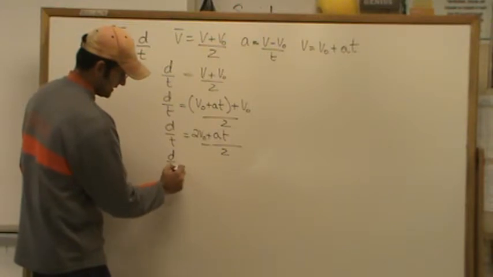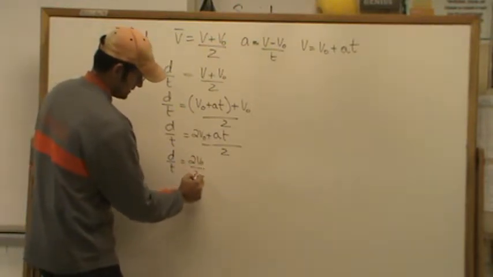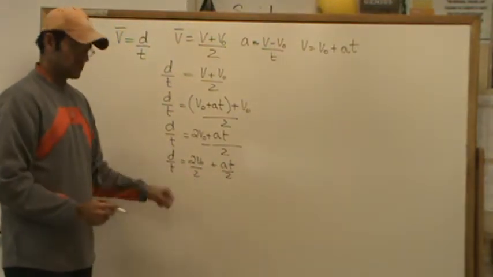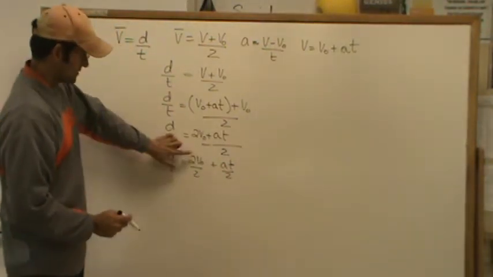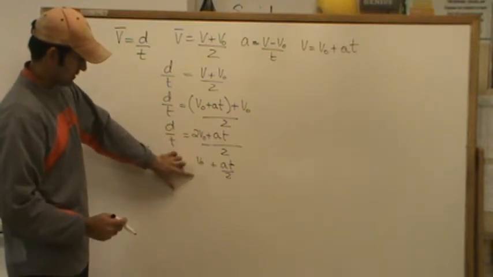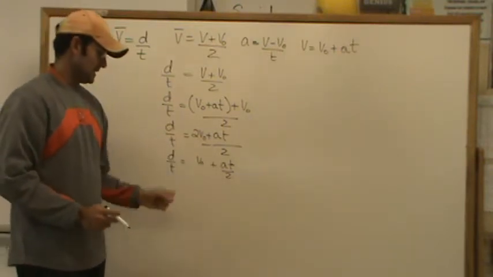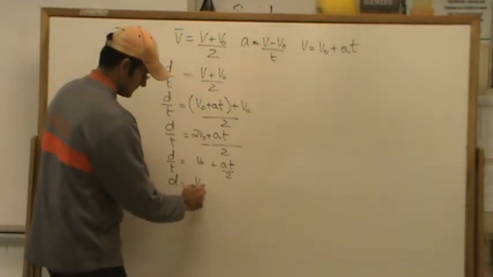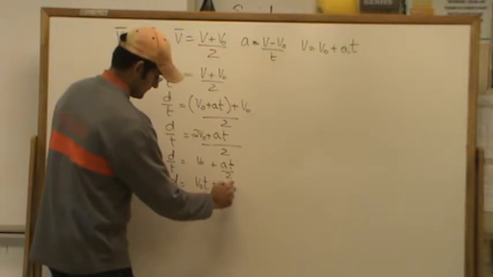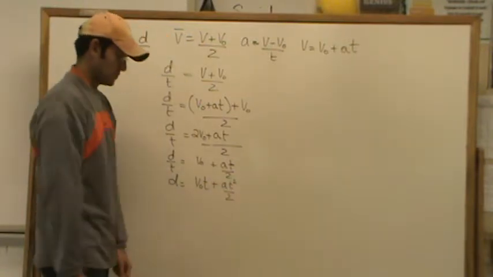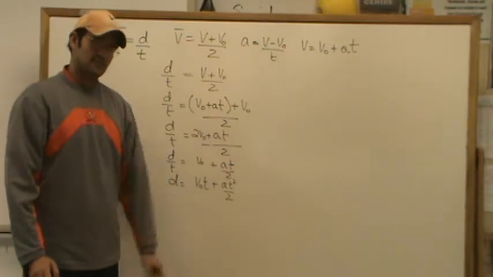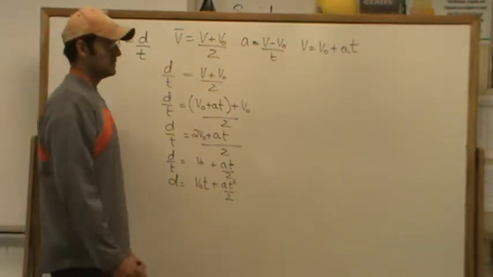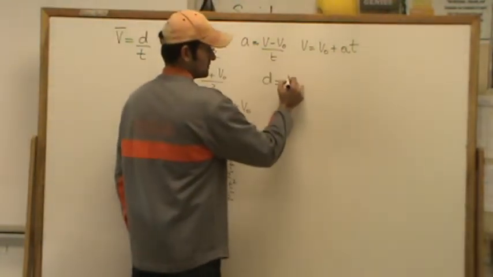So you'll have d over t equals 2 v naught over 2 plus at over 2. You'll notice the 2's are going to disappear. They're going to cancel each other out. So now you have d over t equals v naught plus at. You can take the t over, and if you do that, that's what you get. You get d equals v naught t plus at squared over 2. This equation is one of your kinematics equations. Your teacher is going to give you this equation. It's going to look like this.